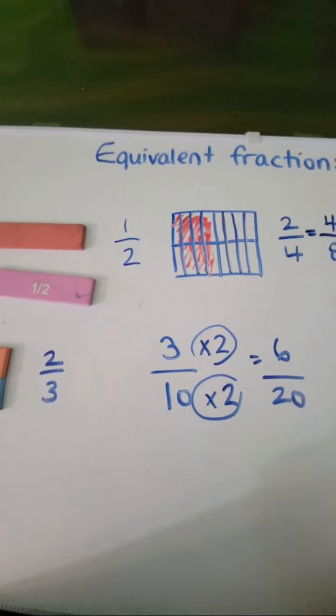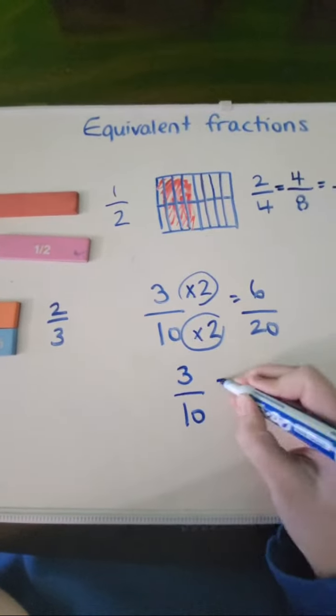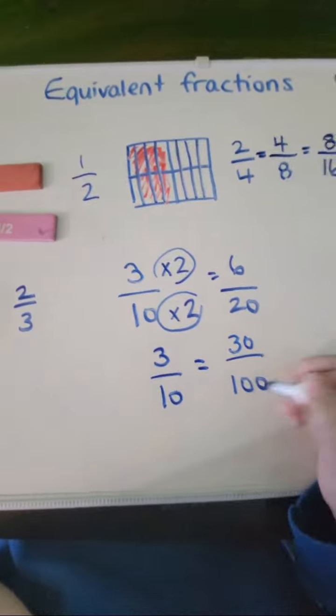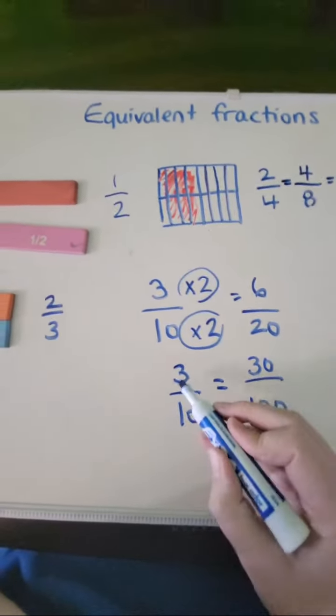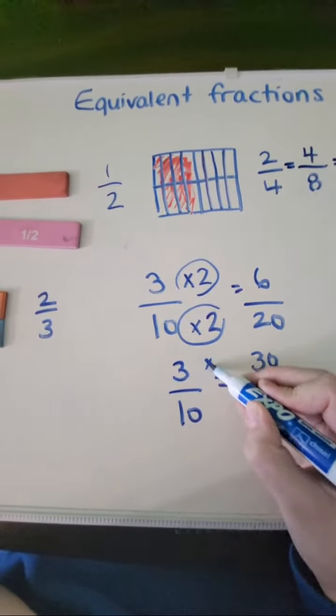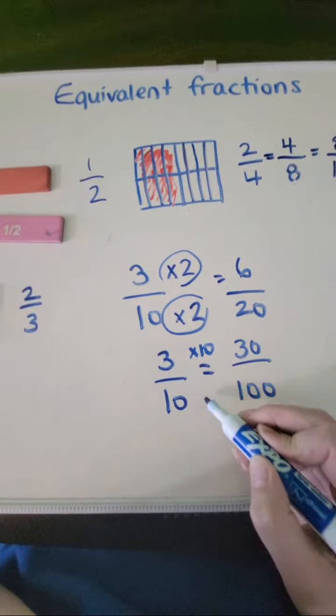So we had another example in our comments. Absolutely, that 3/10 is equivalent to 30 out of 100. All right, let's prove that. Well, all we have to do is, again, what did I do to 3 to get to 30? Well, I just multiplied by 10. And whatever I do up here, I have to do down here as well.